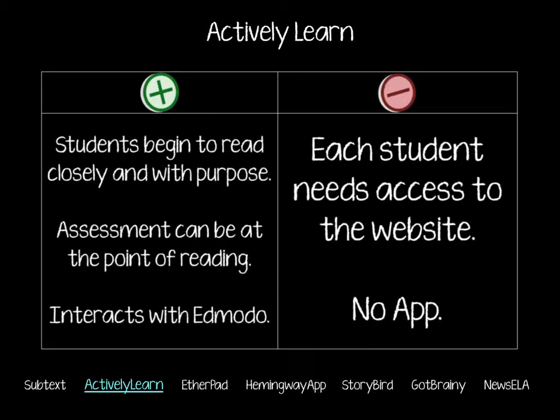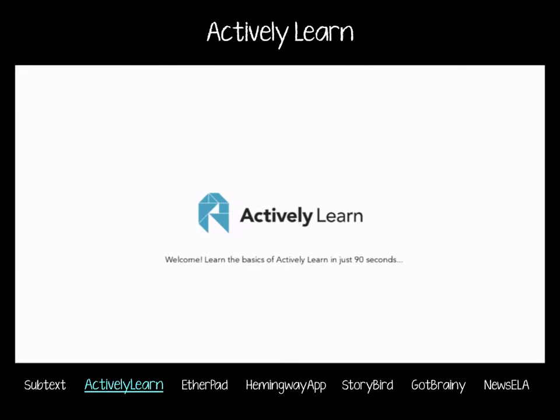Actively Learn is just online though. In the other column, there is no app. So if they had an iPad or a tablet, they could go to the internet, Safari or Google Chrome, and then go to the website, but there's not an embedded app. And again, each student would need access to that website. So when you're making your assignments, you need to be aware of what students have access to if it's something they're trying to do outside of the classroom. Again, Actively Learn has a really great video that I'm going to play now.